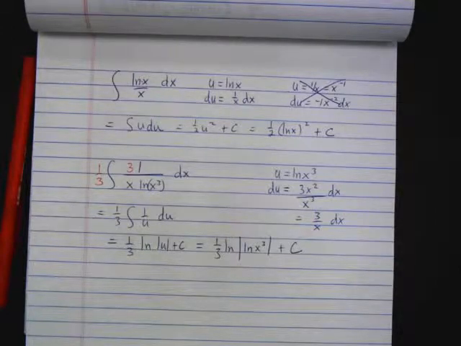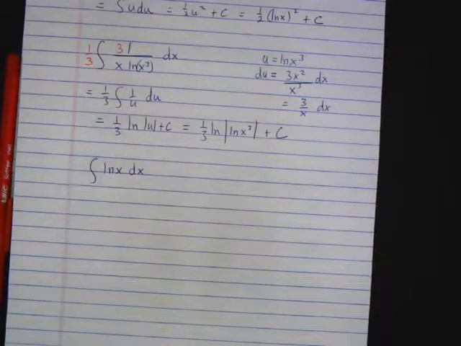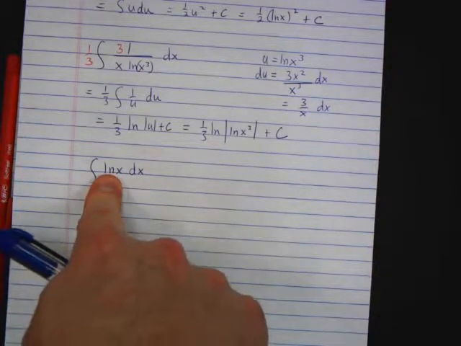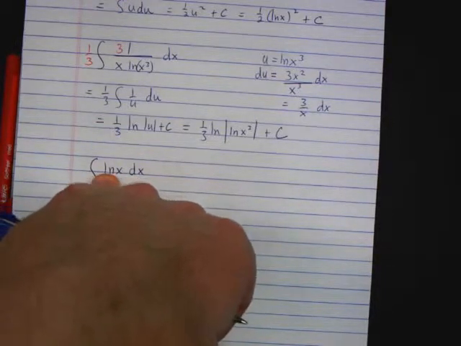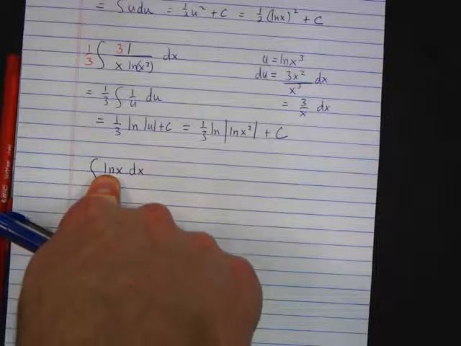Questions on that? What's the integral of ln x dx? I'm glad nobody said 1 over x. That's the answer I usually get. How come the integral of ln x is not 1 over x? That's the derivative of ln x. The derivative of ln x is 1 over x. What's the integral of ln x? I'll give you a hint, it's a trick question. We don't know.